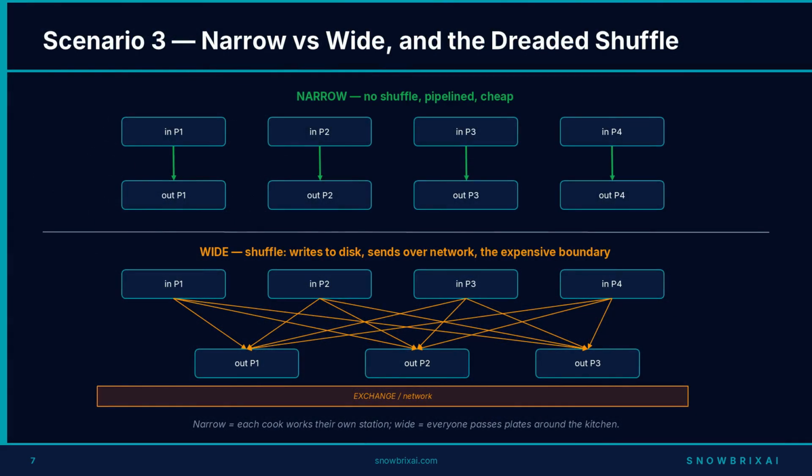Now we hit the heart of every Spark conversation. Narrow versus wide operations. A narrow operation like filter or map lets each output partition read just one input partition. No network, pipelined and cheap. A wide operation like groupBy, join or distinct pulls from many input partitions. Data has to cross the network. Picture the kitchen again. Narrow is each cook working their own station. Wide is everyone passing plates around the room. That crossing of the network is the shuffle.